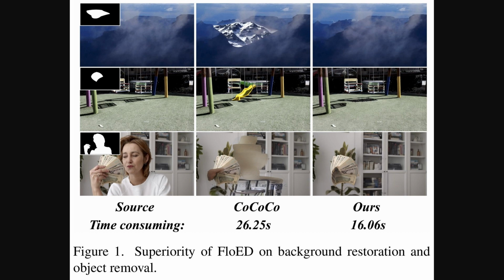Visually, FloED seems to produce more plausible and cleaner results in these examples, and notice the times listed below. FloED's significantly faster than contextual here, processing the video in about 16 seconds compared to over 26 for contextual, which touches on that efficiency goal we mentioned.